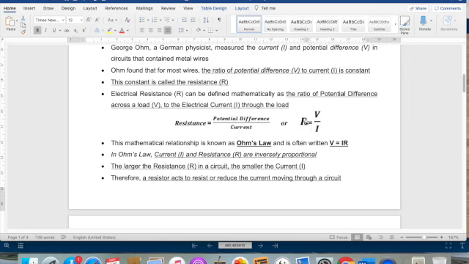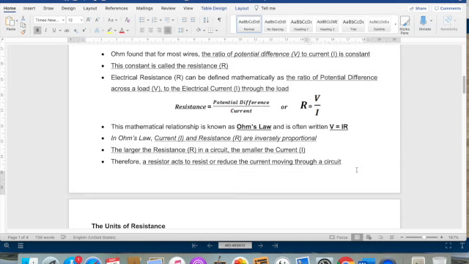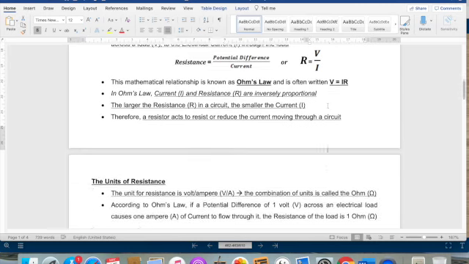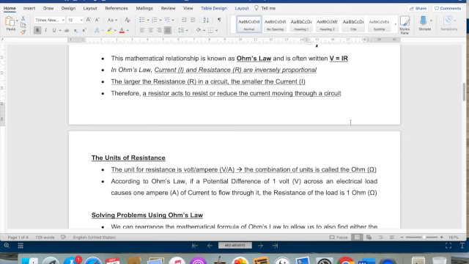So just pointing out that relationship between the two of them, whereas resistance and voltage are directly proportional, meaning that as resistance goes up, the voltage also goes up. So the larger the resistance in a circuit, the smaller the current, right? Just like what we said. So a resistor acts to reduce the current moving through a circuit, okay?